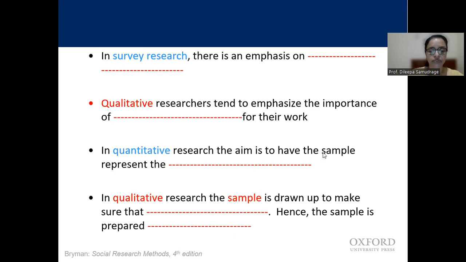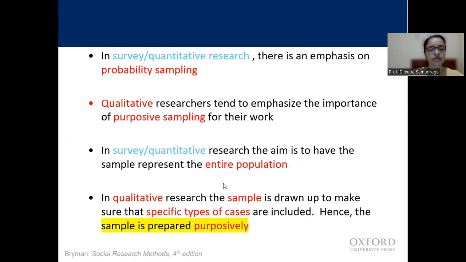In survey research, the aim is to have the sample represent the entire population. Here, the importance of purposive. Then in qualitative research, the sample is drawn up to make sure that specific types of cases are included. Here you can see the answers. In survey-based research, we mainly emphasize probability sampling, but in qualitative research, we focus on purposive sampling. So we don't go with probability sampling because we specifically decide our research site and purposively we select the participants.